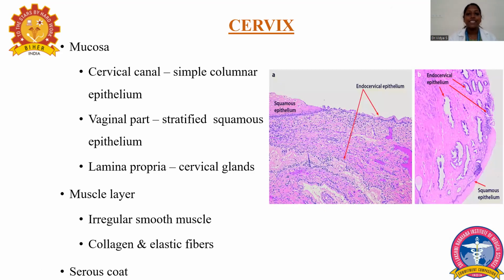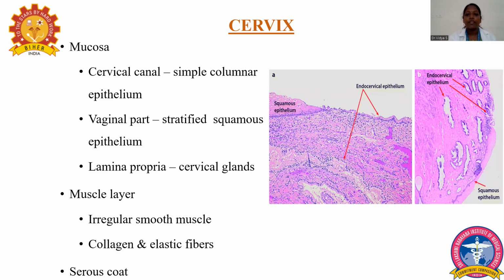Next, we move on to the cervix. The cervix is nothing but the passage of the uterus. It consists of a mucosal layer, muscle layer, and the serosa. The mucosa in the cervix consists of two different parts: one is the cervical canal, and another is the vaginal part. The cervical canal is composed of simple columnar epithelium. But the vaginal part consists of stratified squamous epithelium. The lamina propria of the mucosa has small cervical glands.